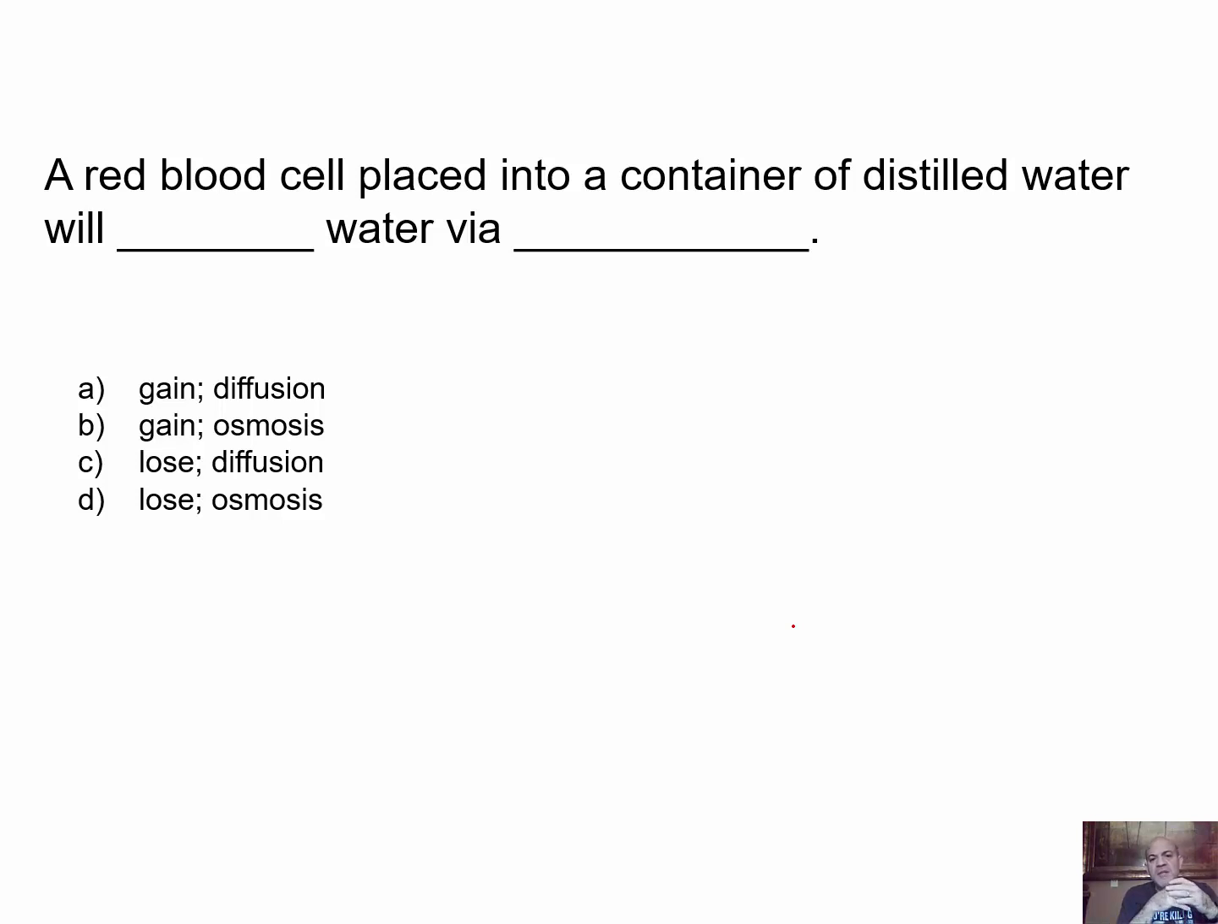Next question: a red blood cell is placed into a container of distilled water, just pure water with no solutes dissolved in it. What will happen? A red blood cell placed in this distilled water will blank water via blank. So what will go in the first and second blank? Is it A, gain, and then the second blank diffusion? Is it B, gain, second blank osmosis? Is it C, lose, second blank diffusion? Or is it D, lose and second blank osmosis?